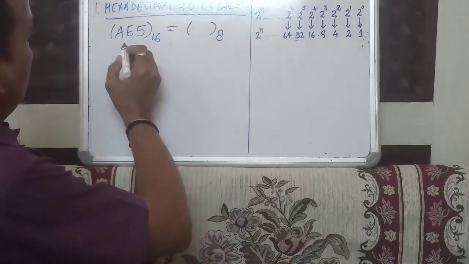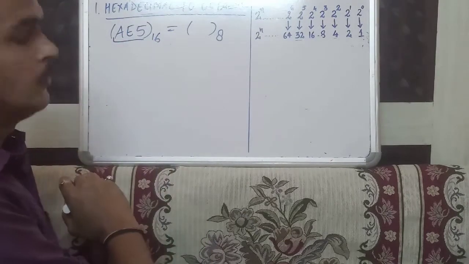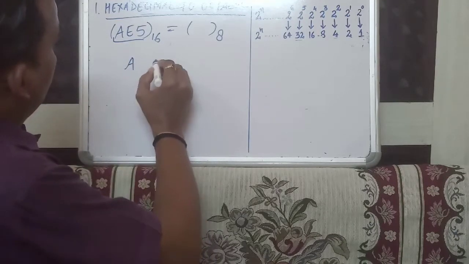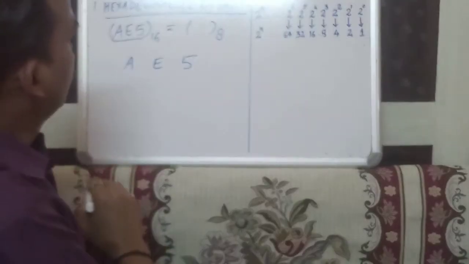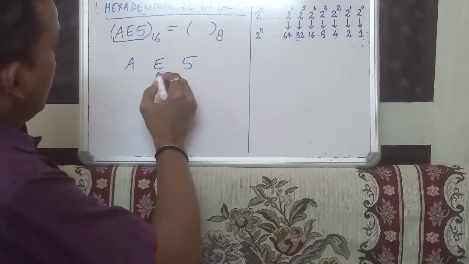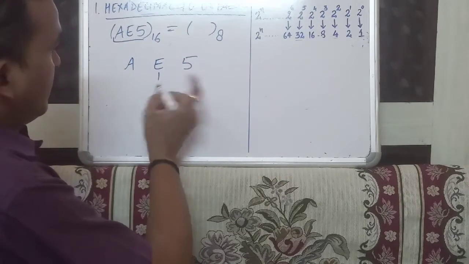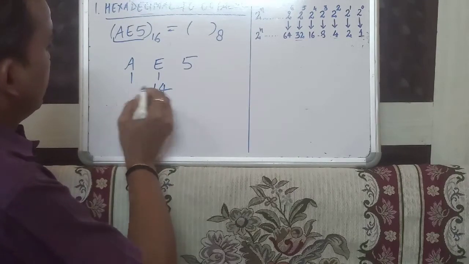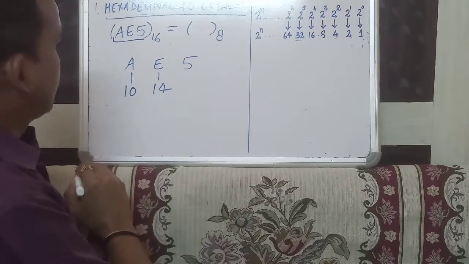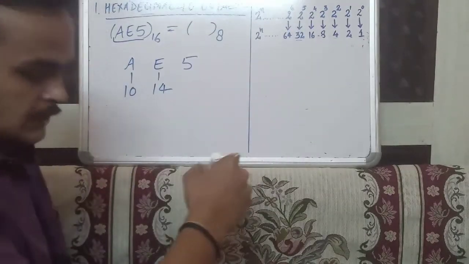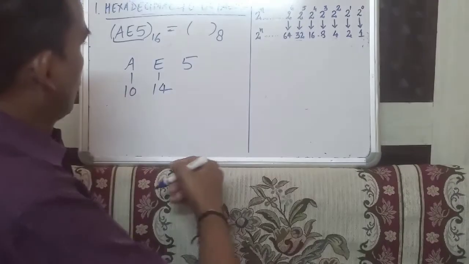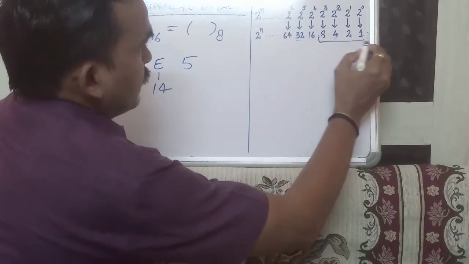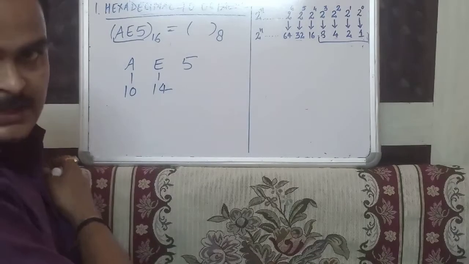So first we will convert this value into the binary number. How will we calculate? We will write here AE5 separately, and as we know, E has the decimal value 14 and A has the decimal value 10. Now we will put this value into the series. In this series we will make 4-bit combinations. Why 4-bit? Because we have a hexadecimal value.